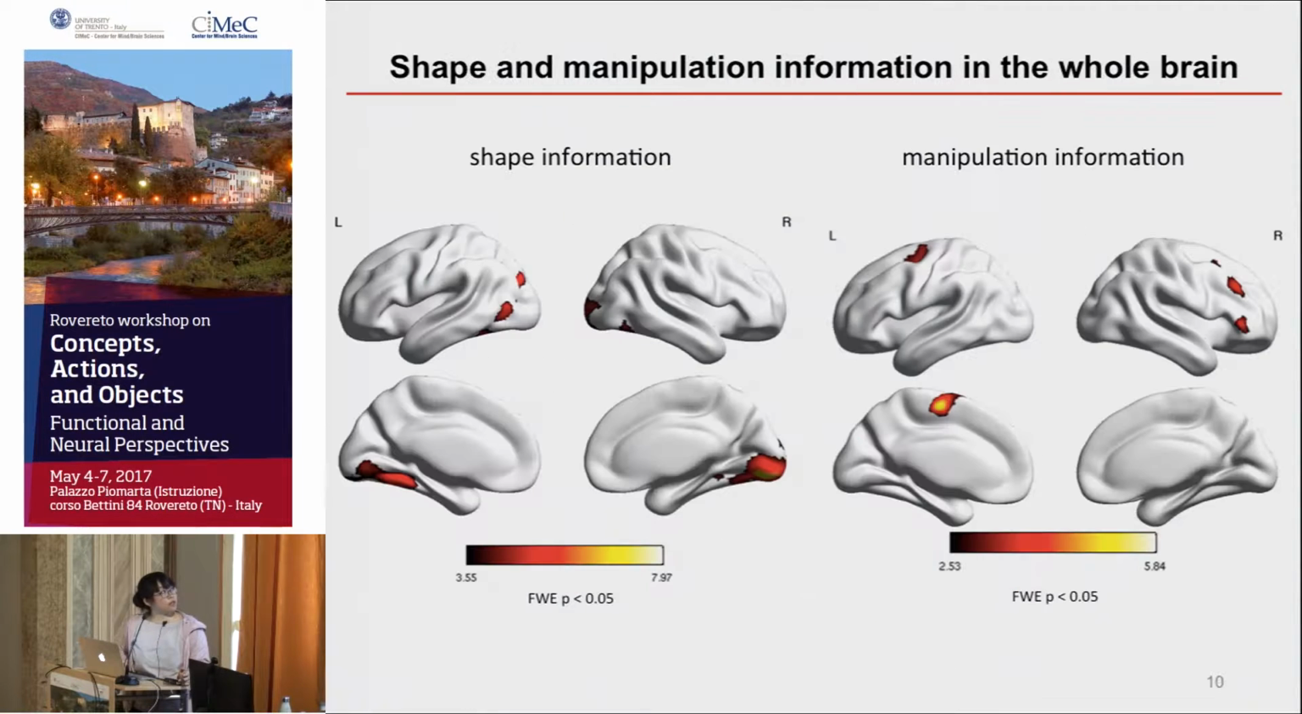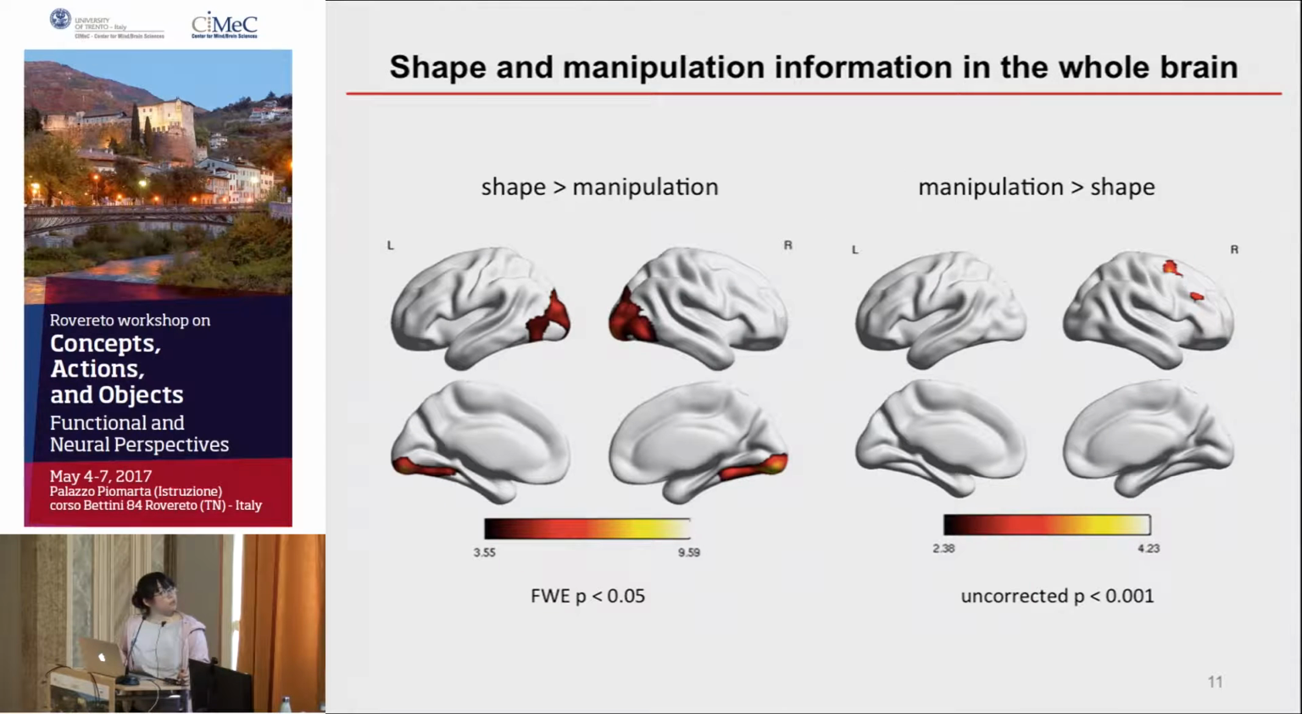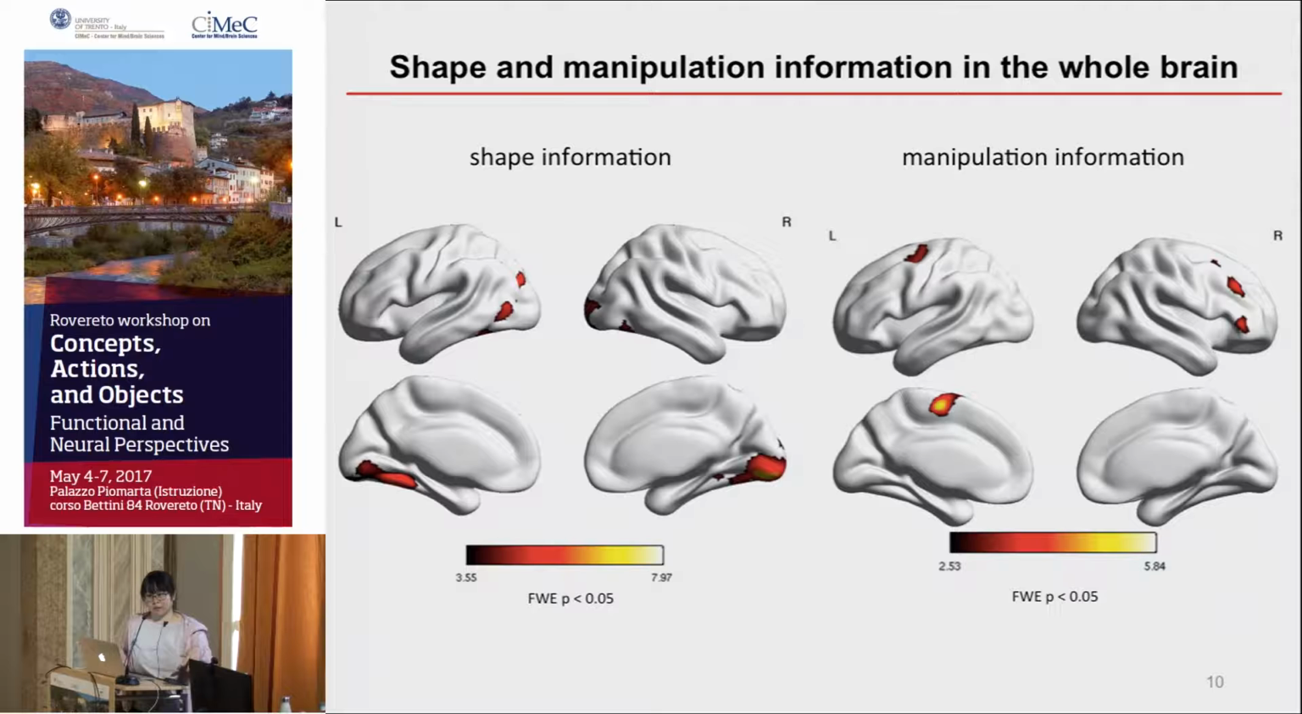We also did a whole-brain searchlight analysis, and we found results very similar to the ROI analysis. Bilateral occipital temporal regions were very sensitive to shape information, but no significant manipulation information was observed there, while manipulation information was observed in the left precentral regions as well as in the right superior frontal and inferior frontal regions.